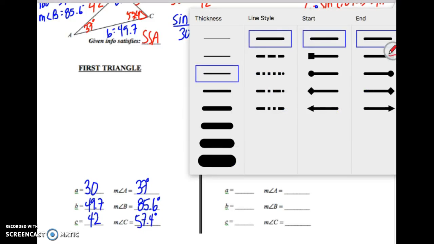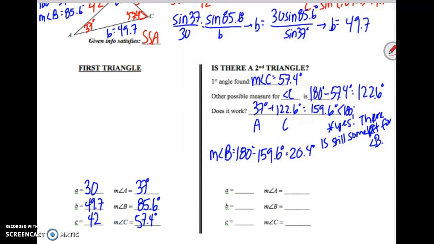So think of the second triangle. The side length A will still be 30, the measure of angle A will still be 37. We just found the measure of angle B would be 20.4 degrees, and the measure of angle C would stay the same at 122.6 degrees. And the side length C was also given, so side length C will remain 42.